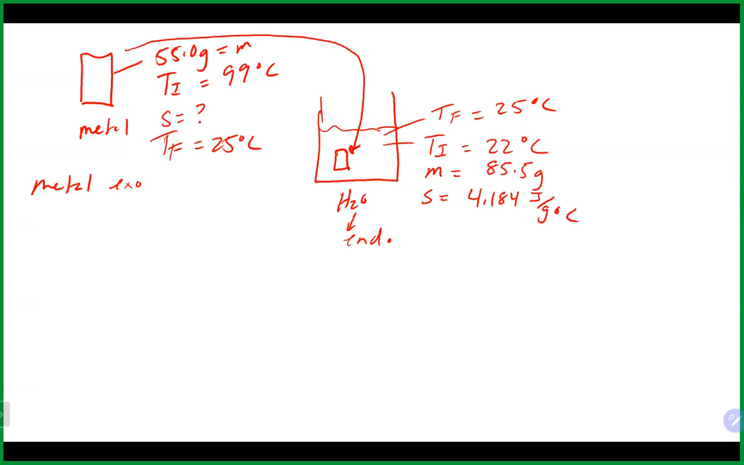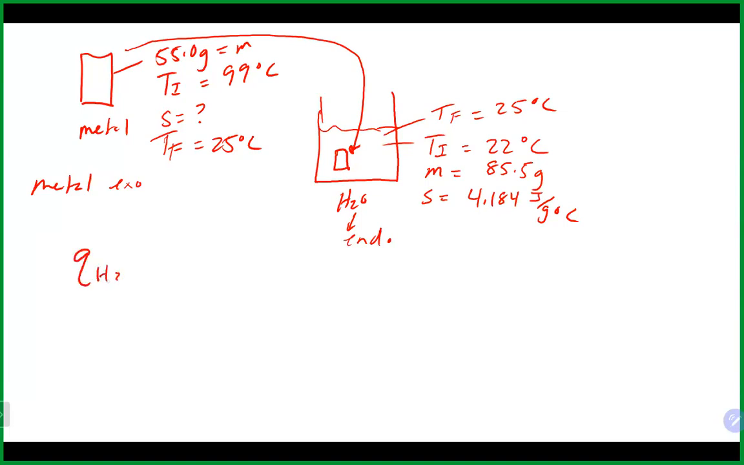So what we could do in this situation is, we pretty much know everything about water, right? We have both temperatures, we have the mass of the water, we know the specific heat capacity of water. So in our calculation here in this example, we could figure out how much energy the water is going to absorb, because the metal is hotter. So we could use our specific heat equation for water.